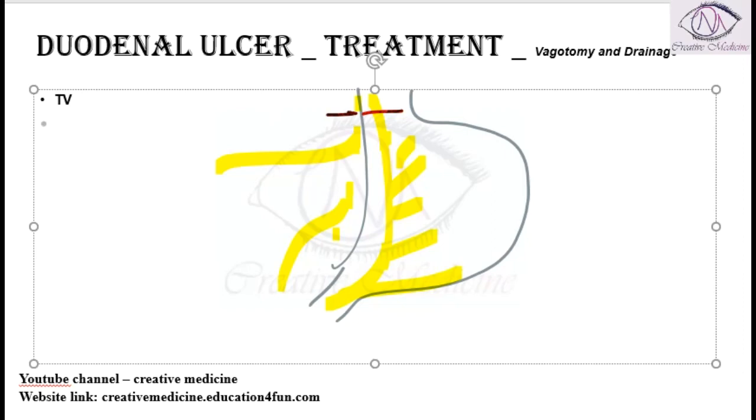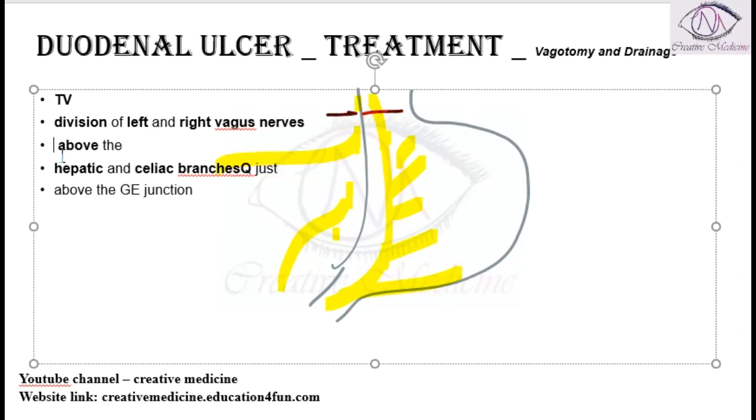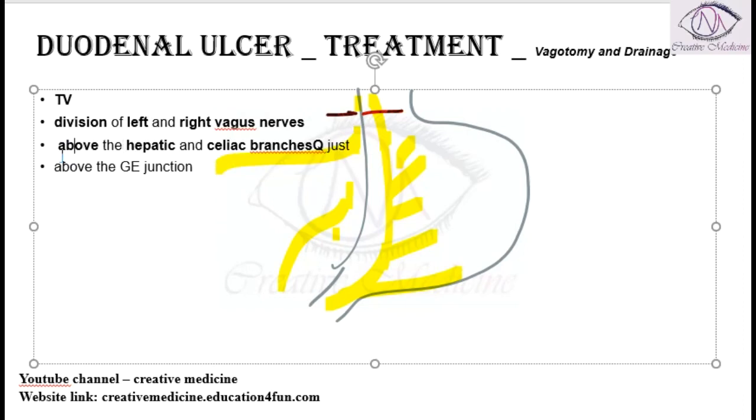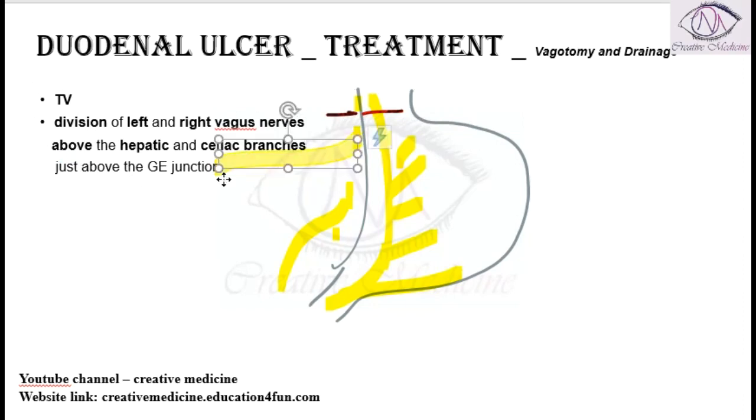Here we do division of the right and left vagus, which are cut above the hepatic branches and the celiac branches, that is, just above the gastroesophageal junction. So we cut or resect it just above the gastroesophageal junction.